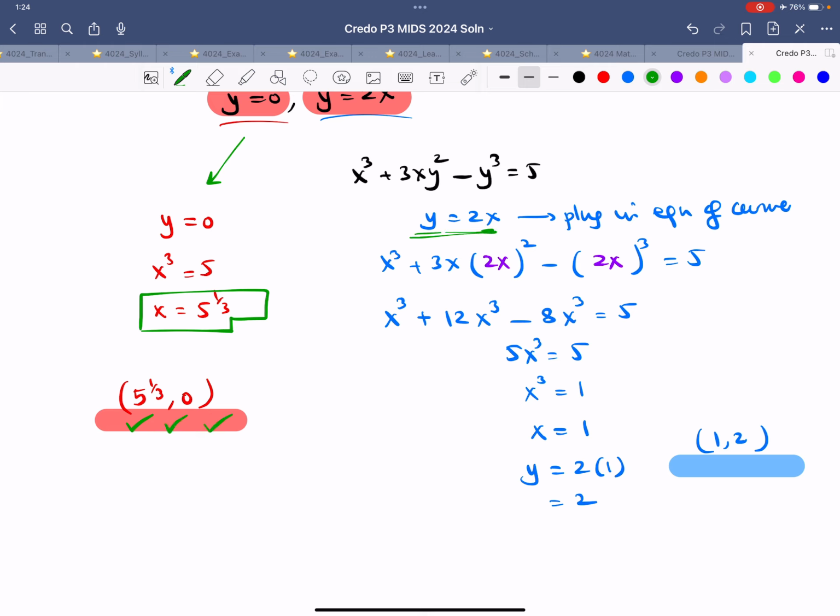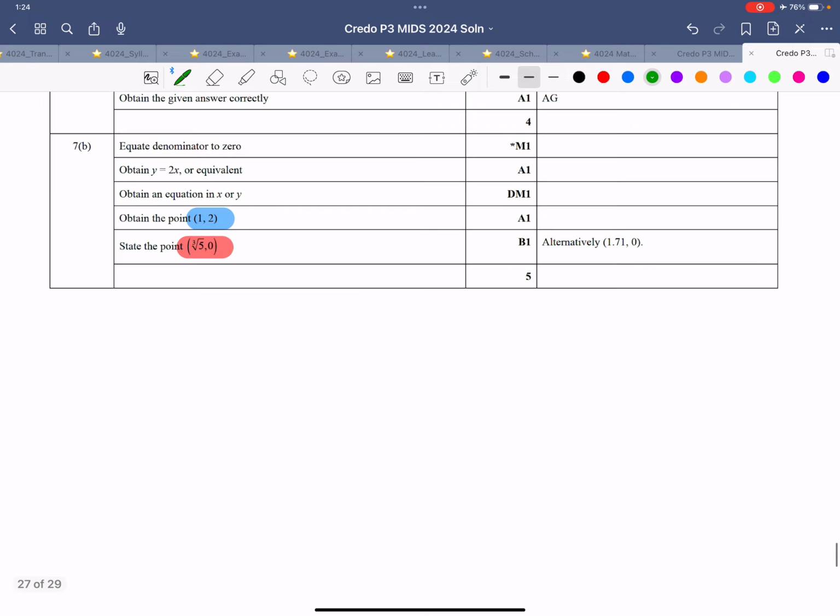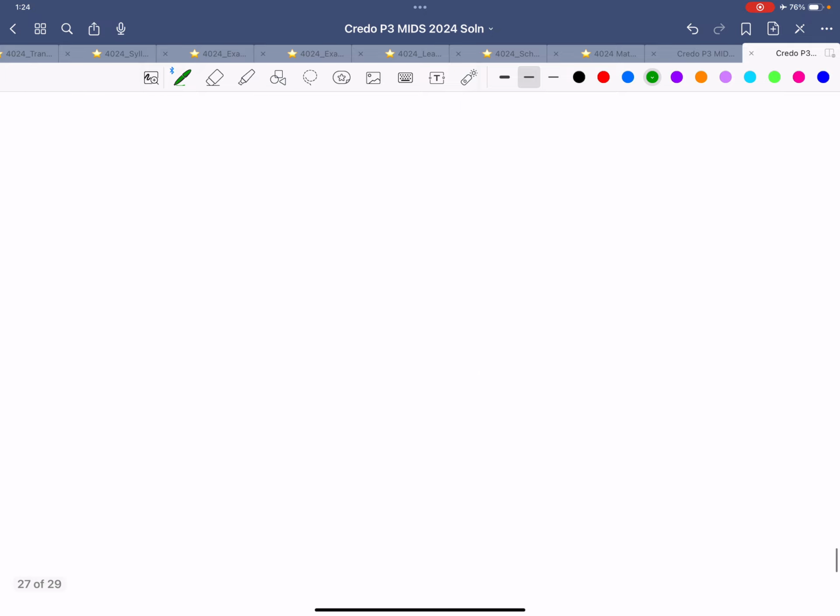When I plug in y is equal to 2x, I have to plug in the equation of the curve to solve it simultaneously. So I plugged it in and I get x cubed as 1, and x is 1, and that is the other point. So let's double check. Cube root of 5 comma 0 and 1 comma 2, these are the 2 points.